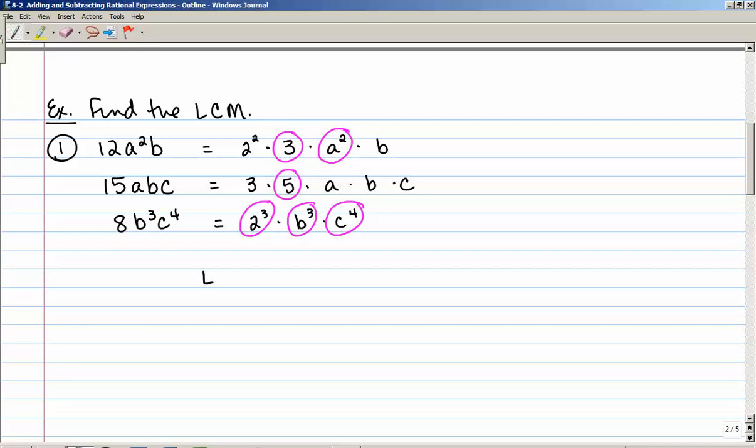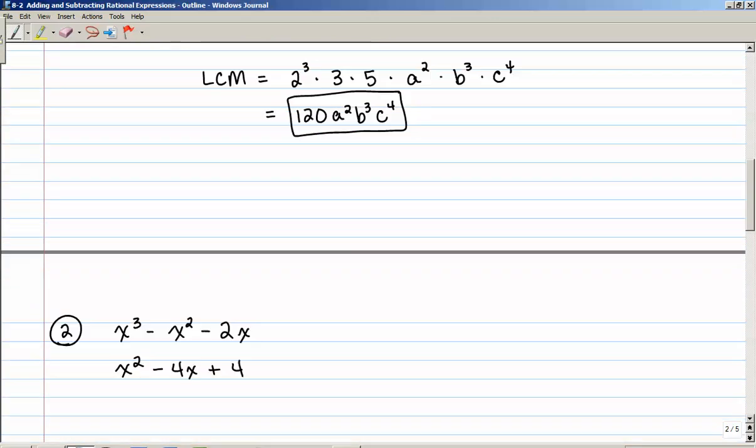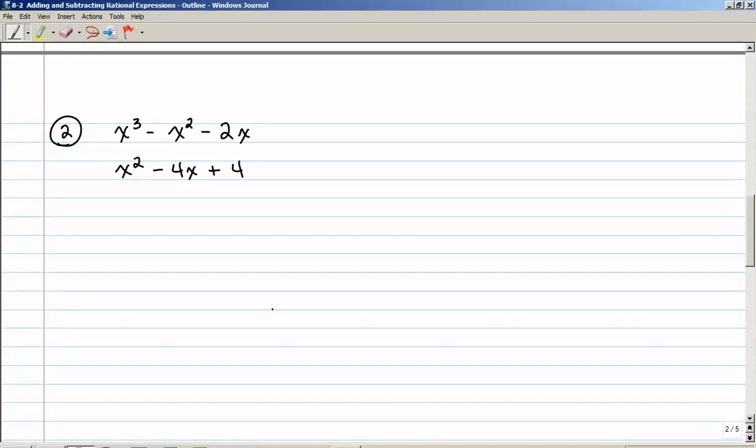So my LCM, my least common multiple, which is also going to be the same as my least common denominator, is going to be 2 to the third times 3 times 5 times a squared times b cubed times c to the fourth, or 120 a squared b cubed c to the fourth. So in other words, if I had 3 fractions and these were my 3 denominators, this would be my least common denominator. Let's take a look at an example that involves some trinomials here.